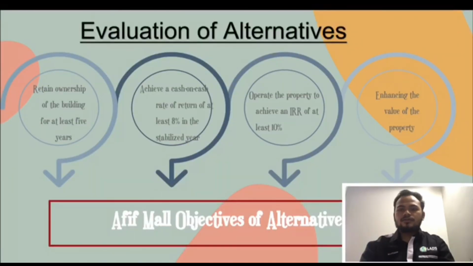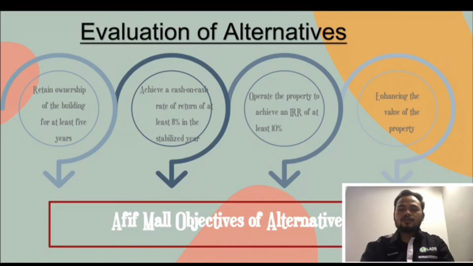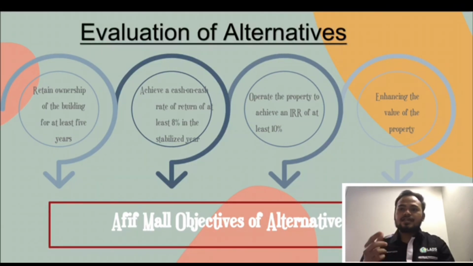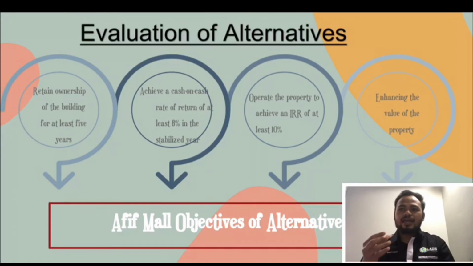Next, evaluation of alternatives. Both the as-is and alternative scenarios have been tested to determine suitability and adherence to the following ownership objectives: retain ownership of the building for at least 5 years, achieve a cash on cash rate of return of at least 8% in the stabilized year, operate the property to achieve an IRR of at least 10%, and enhance the value of the property.